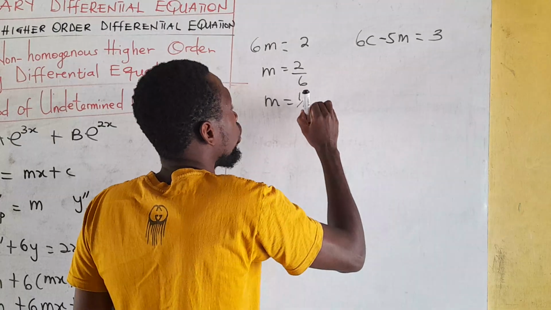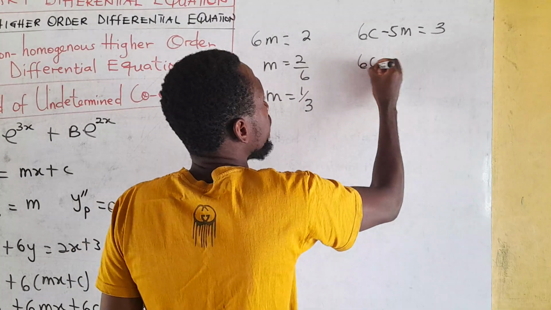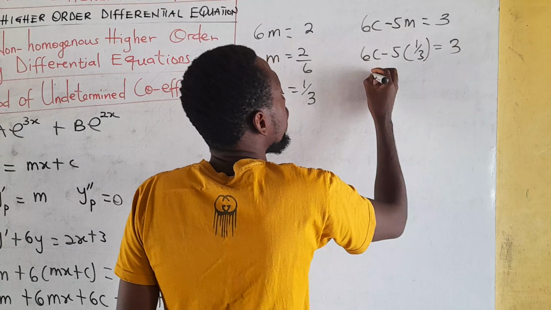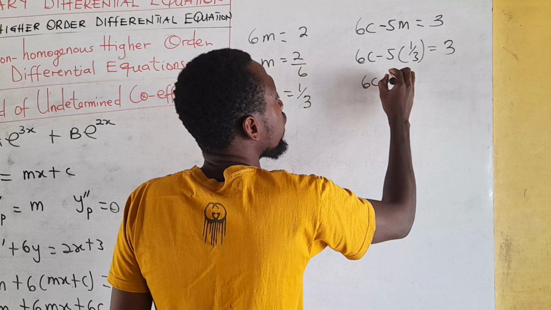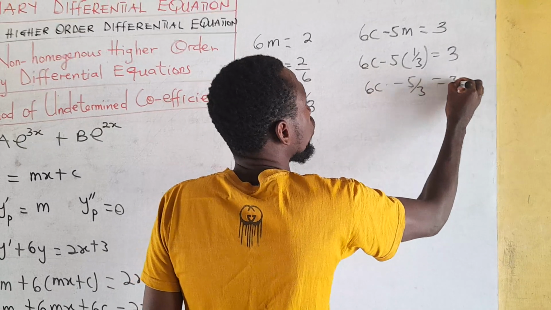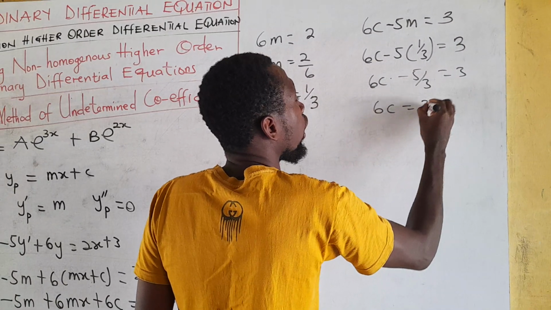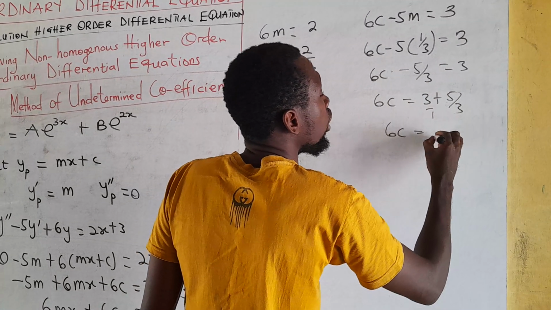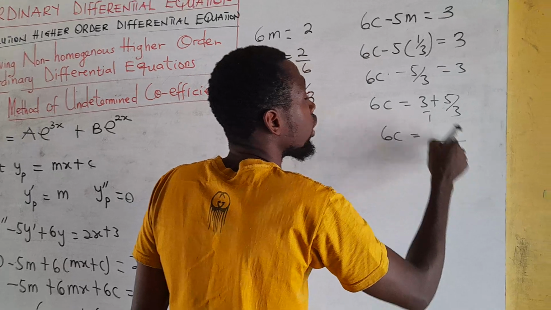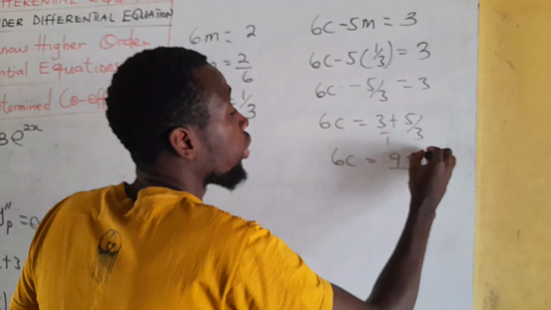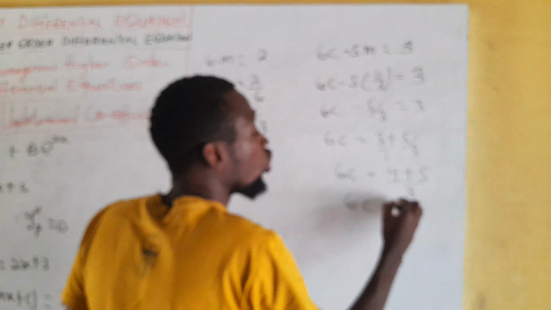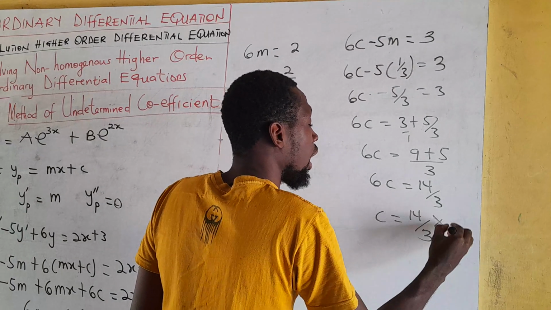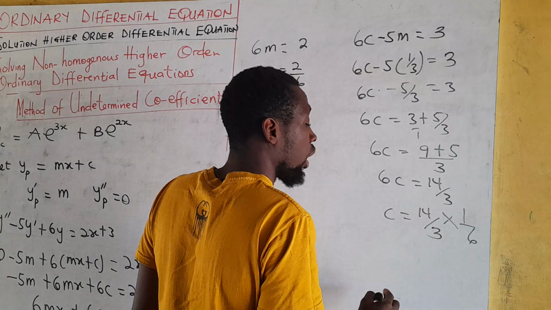Now we know m. So we say 6c minus 5 times 1/3 will be equal to 3. 6c minus 5 over 3 is equal to 3. 6c will be equal to 3 plus 5 over 3. 3 is over 1, so all over 3: 1 goes into 3 once, times 3 will be 9, then plus 5. 6c will be equal to 14 over 3, so c will be equal to 14 over 3 times 1 over 6. I hope you understand that.